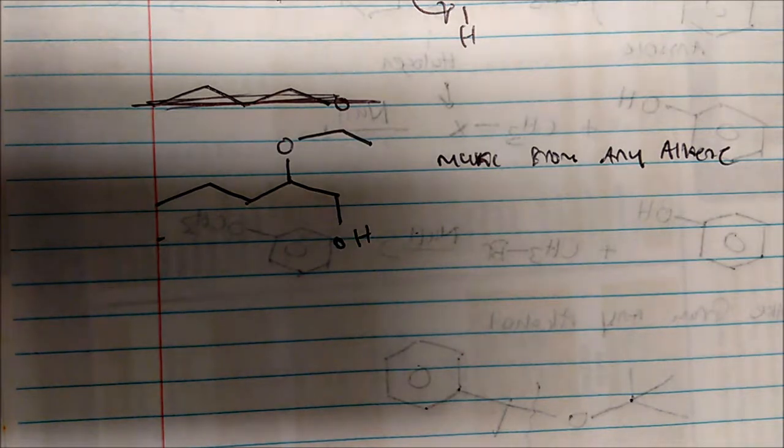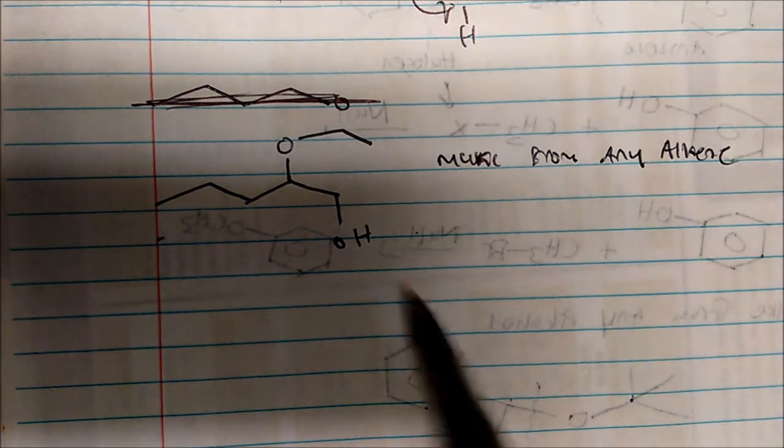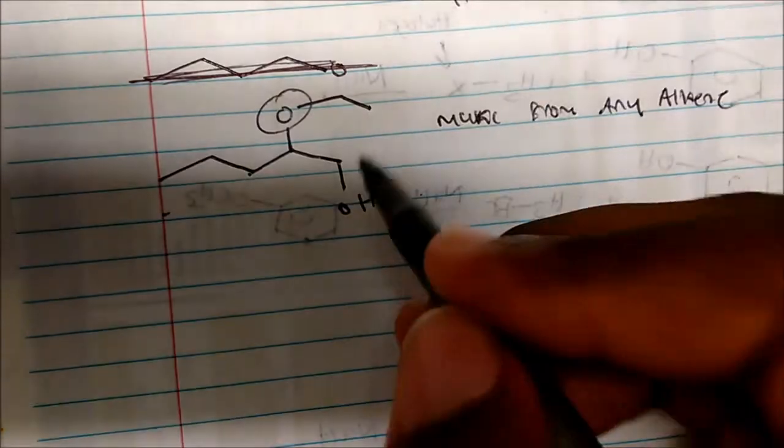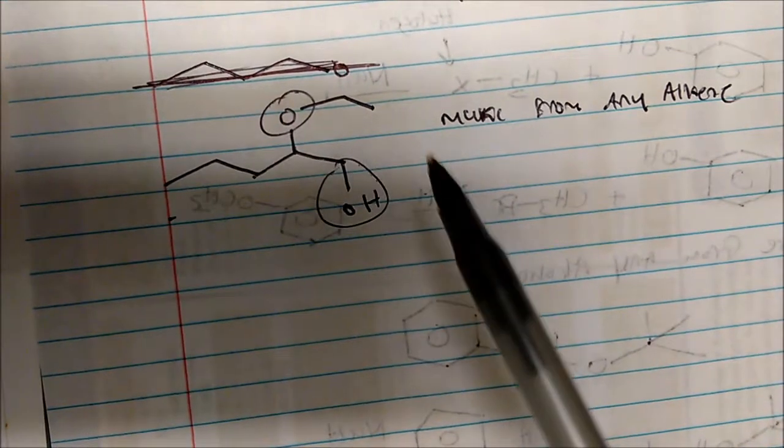Well, we know about epoxides and we know about ethers. So here's a suggestion for you guys. Anytime you see an ether beside an alcohol, always think of epoxides. It's the most general way of thinking about these problems. So anytime you have an alcohol beside an ether, think of epoxide.